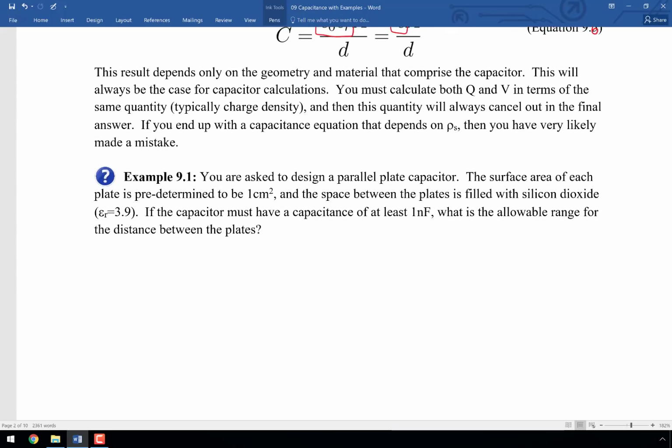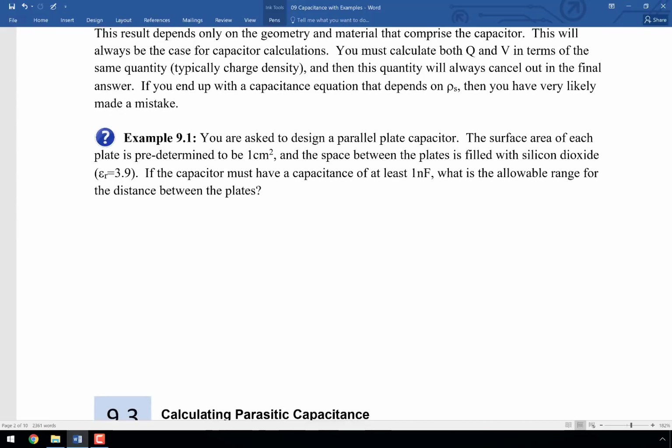Okay, so we're going to want to design a parallel plate capacitor. The surface area of each plate is predetermined to be 1 square centimeter. That's a pretty small capacitor. You know, you get these capacitors, but they're actually sort of twisted up and bound together very tightly, so that sometimes there's more surface area than you would expect. The space between the plates is filled with silicon dioxide, which has a relative dielectric constant of 3.9. If the capacitor must have a capacitance of at least 1 nanofarad, what is the allowable range for the distance between the plates?